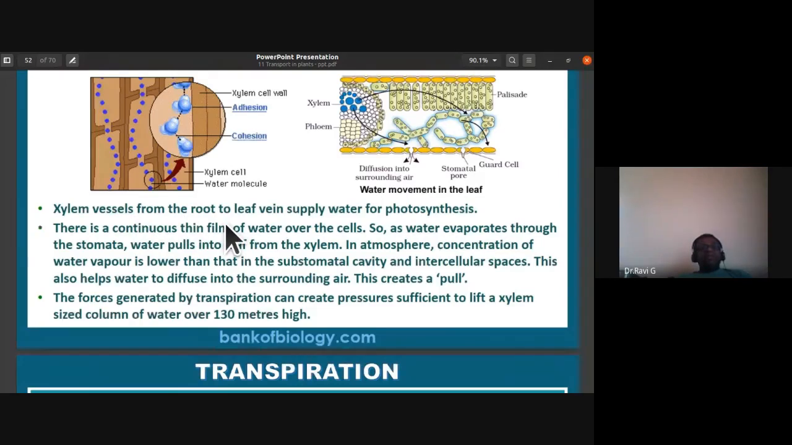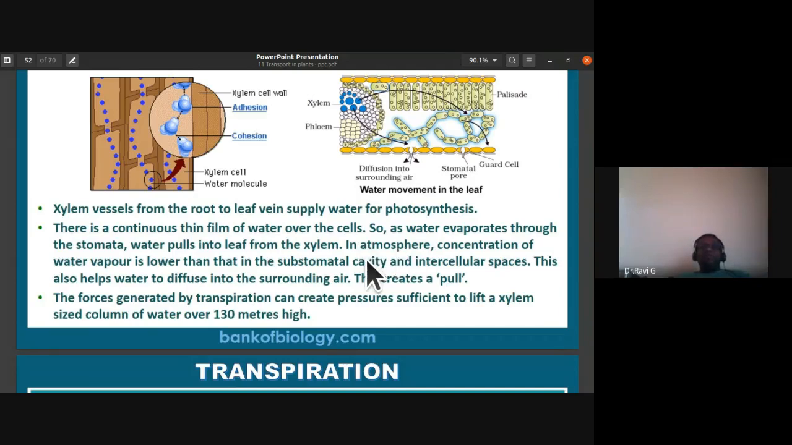So the xylem vessels, from the root to the leaf vein, supply water for photosynthesis. Water is majorly required for photosynthesis. One of the raw materials for photosynthesis is water, along with carbon dioxide. So there is a continuous thin film of water over the cells. As water evaporates through the stomata, water pulls into the leaf from the xylem. Whenever there is evaporation through the stomata, a suction force is created by this transpiration.